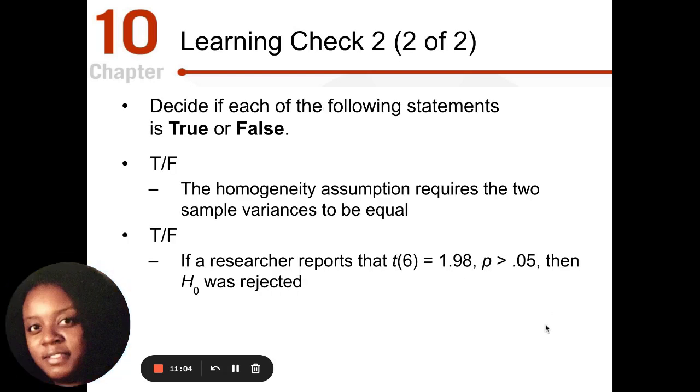Let's also try some true or false. The homogeneity assumption requires the two sample variances to be equal. If the researcher reports that t(6) equals 1.98 and p is greater than 0.05, then the null hypothesis will be rejected. I'll give you a few moments to think about those answers.